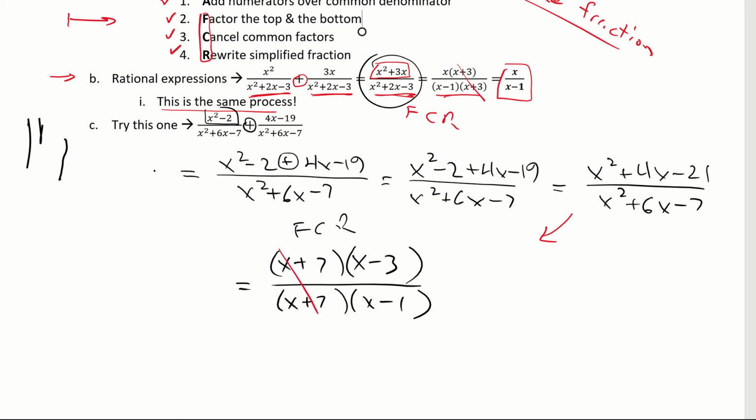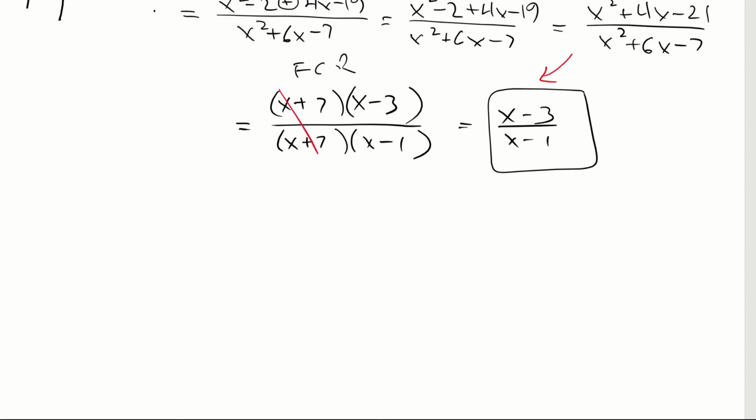Cancel, my favorite part. Boom, you're gone. Answer: x minus 3 over x minus 1. We don't need the parentheses anymore. There you go. There's that one. I believe there's one more.